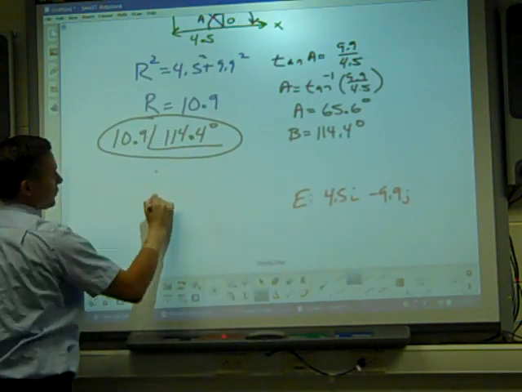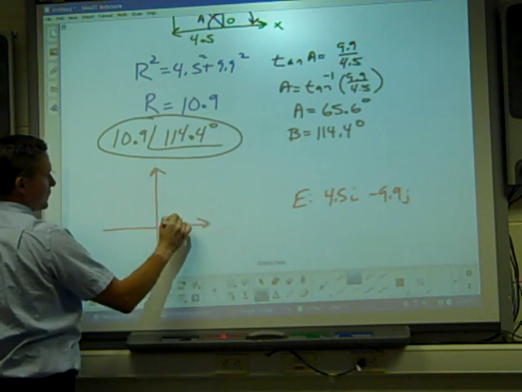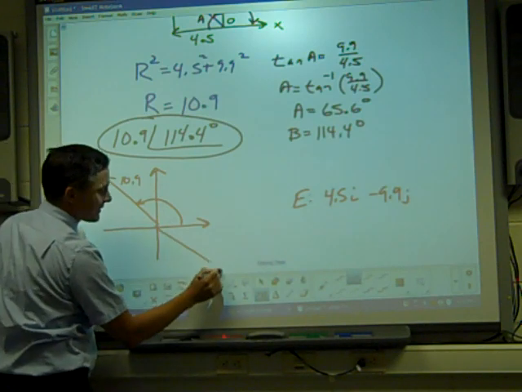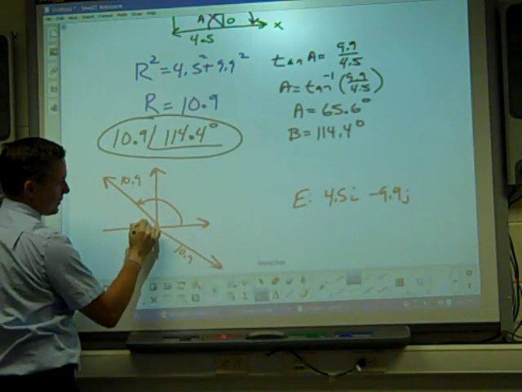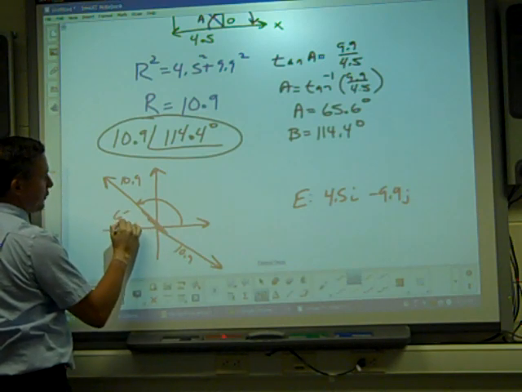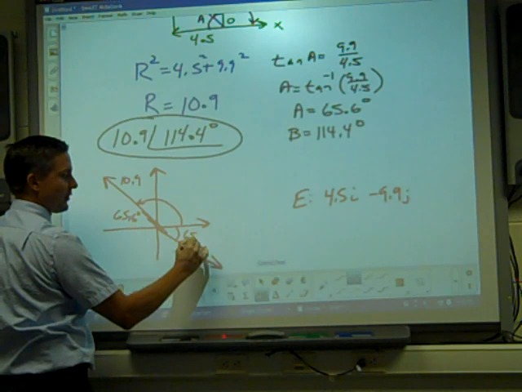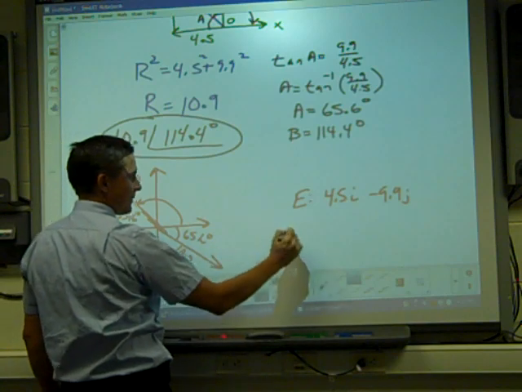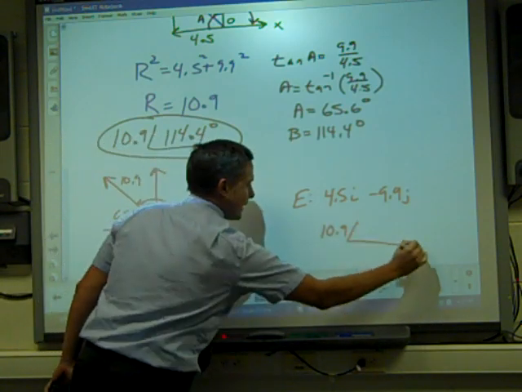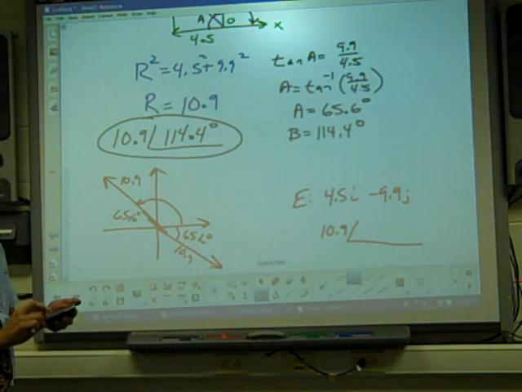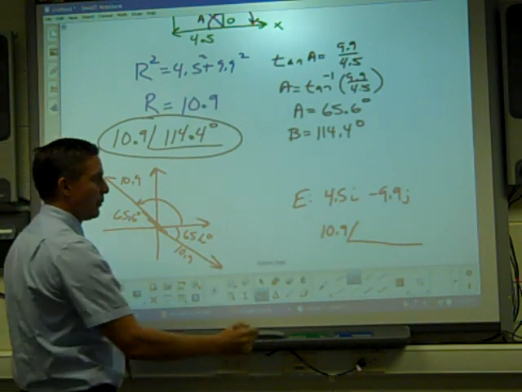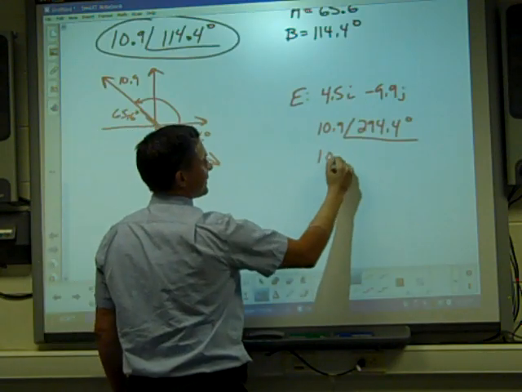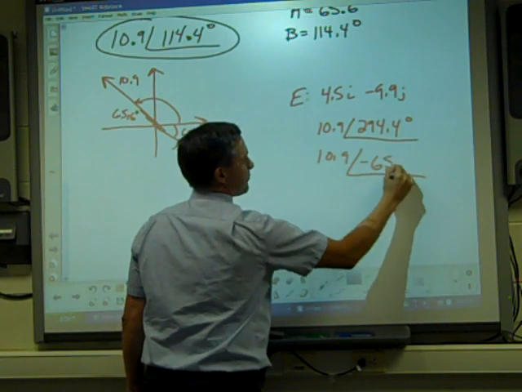If we think of this force, we know that it swings over here, and here's 10.9. Equal and opposite means it will be in this quadrant, 10.9, and this should be a straight line. We know this is 65.6 degrees, so we know because of vertical angles, that is 65.6. So I'll write this vector then, 10.9, and it will be 360 minus 65.6. How about 294.4 degrees? Or I suppose we could have written it as a negative, as 10.9 at a negative angle of 65.6 degrees.